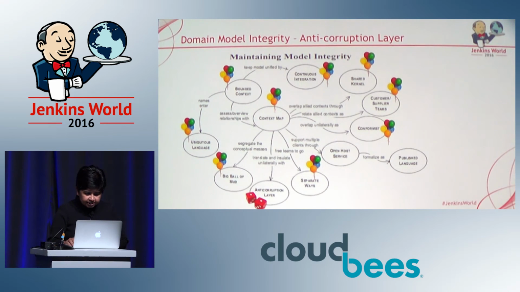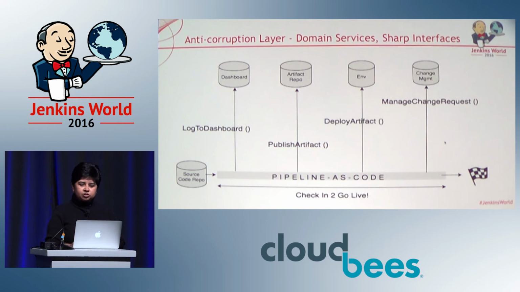More balloons, anti-corruption layer should be really quick. So this is building on the domain services. This is just one quick example. So let's say you have log to dashboard as one of those services, right? This is like refactoring out from your Jenkins file. All your Jenkins file, all your pipelines need to do log to dashboard.